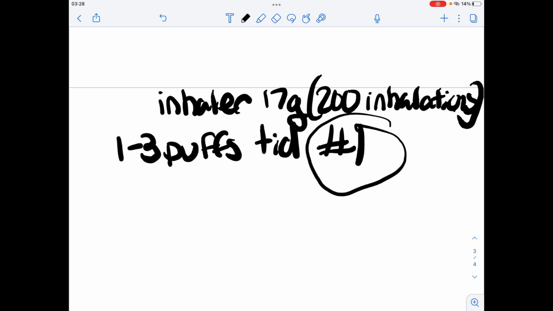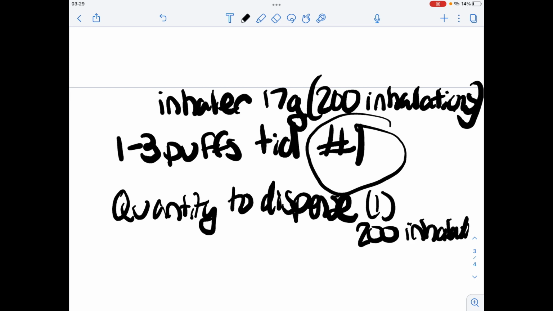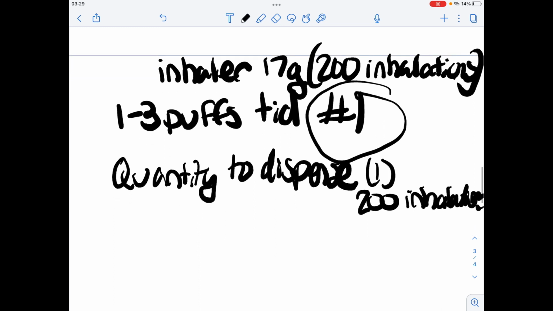However, just to make the rest of the math easier, I'm going to write 1 in parentheses, just because we are dispensing 1 inhaler. But just for our later math purposes, I'm going to write 200 inhalations, because that's going to be easier for us later. So quantity dispensed would be 200 inhalations.